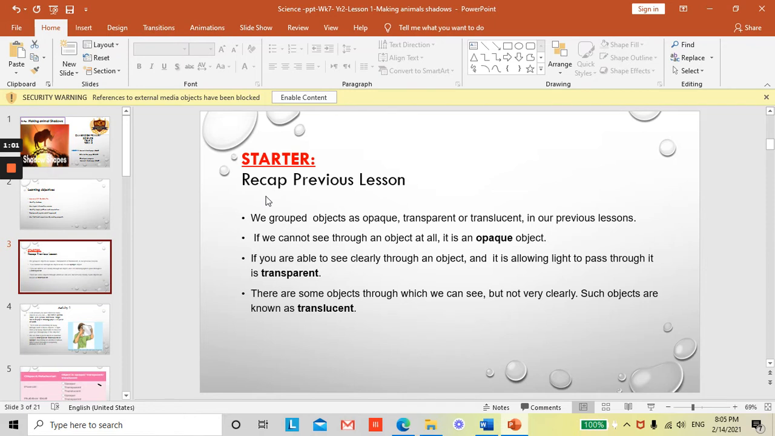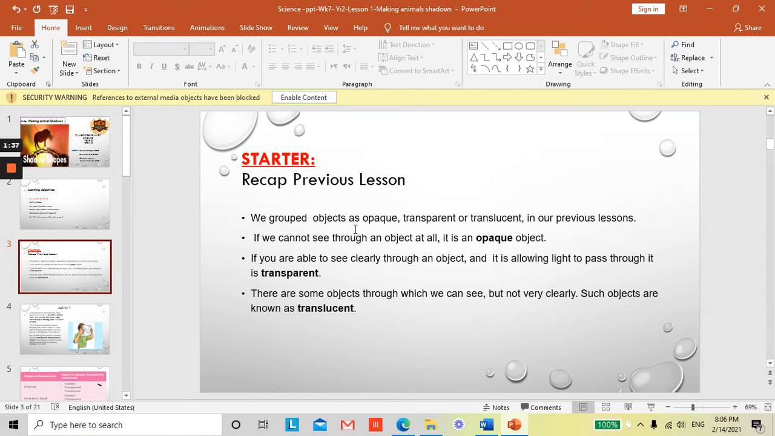In our previous lesson, we talked about what is shadow and making shadow. First, we say a shadow is made when an object blocks the light. We also say that shadow do not always look like the object that make them. Shadow can be a different shape. Shadow have no color. They are always dark. Shadow have no details like eyes or mouth.